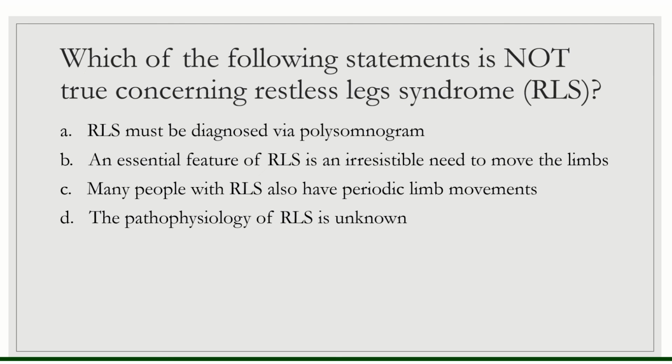Which of the following statements is not true concerning restless leg syndrome? A, RLS must be diagnosed via polysomnogram. B, an essential feature of restless leg syndrome is an irresistible need to move the limbs. C, many people with restless leg syndrome also have periodic limb movements. Or D, the pathophysiology of restless leg syndrome is unknown. Which of the following is not true? A, because I just told you that you do not need a PSG to determine restless leg syndrome. Like I said, it'd be a waste of $3,000.